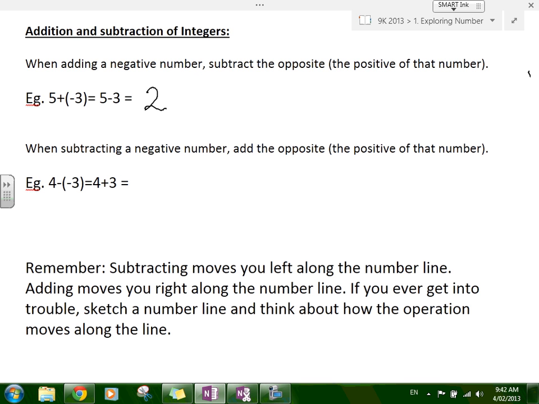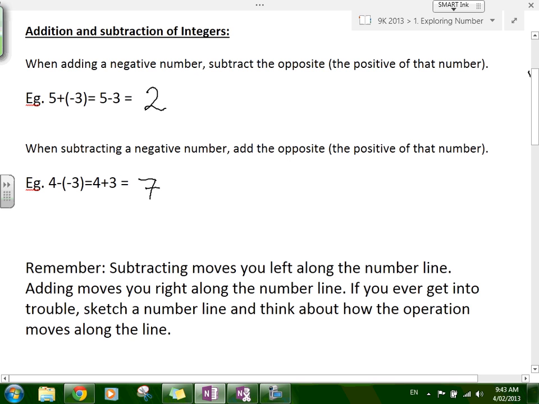Now on the other side, when you're subtracting a negative number, when you minus a negative, you do the same thing in a way. Instead of subtracting, you add the opposite. So we add the opposite of the negative, which is a positive number. If you have something like 4 minus minus 3, we change the minus 3 to a positive 3, and then we change the minus to a plus. So it's 4 plus 3. What is 4 plus 3? 6, 7. Good.